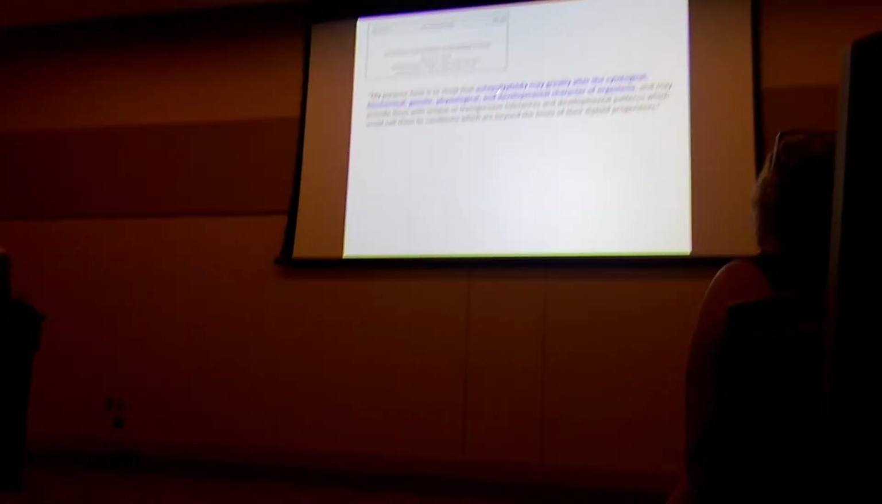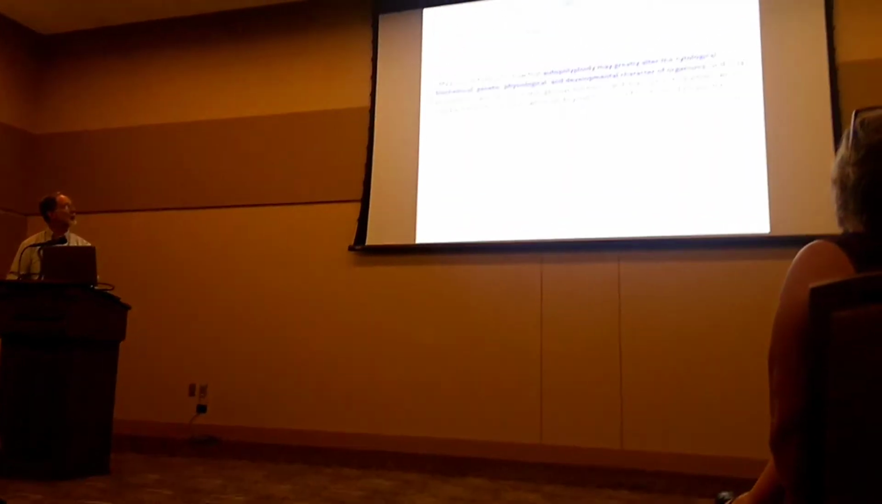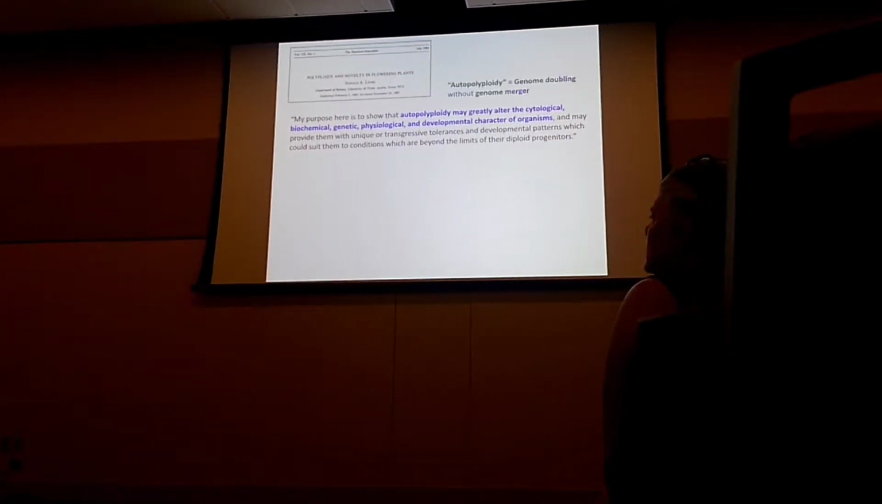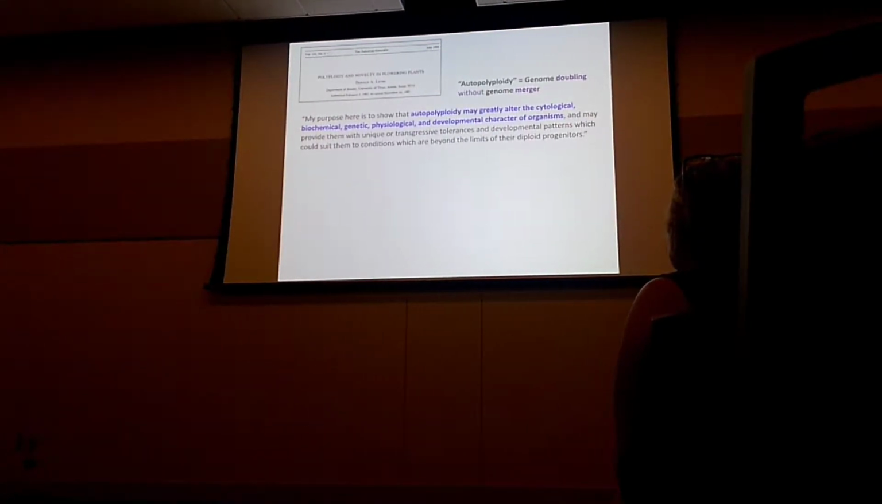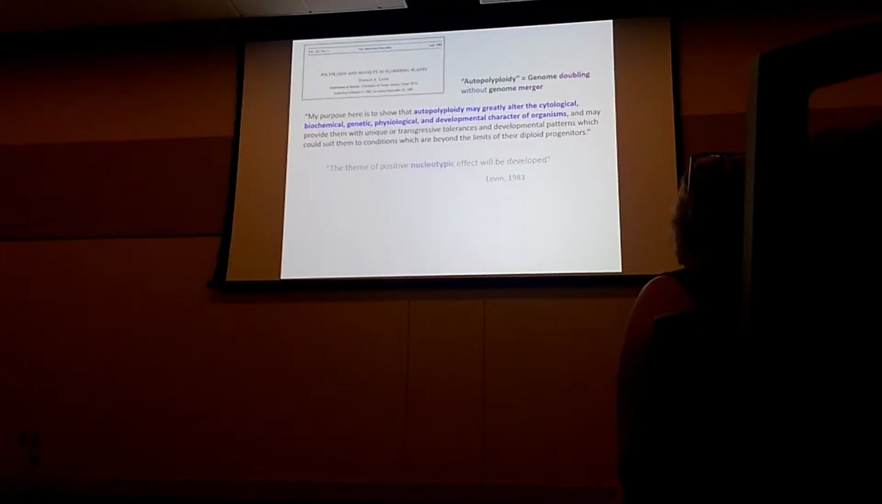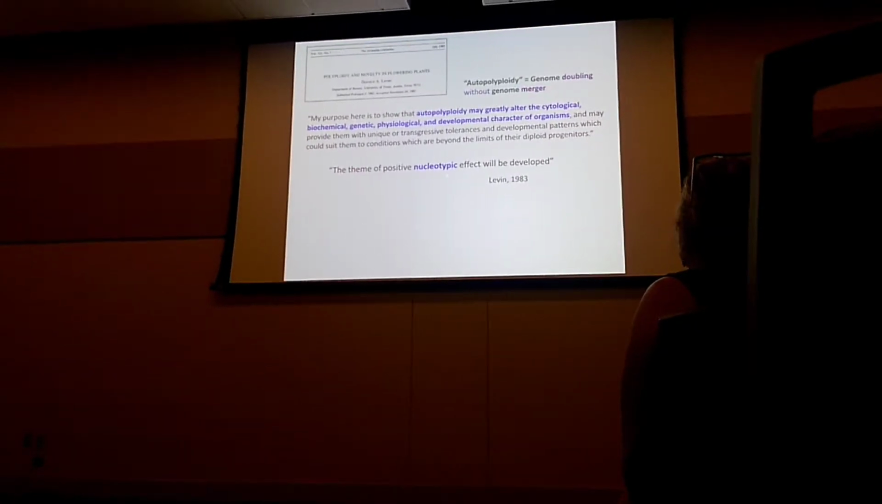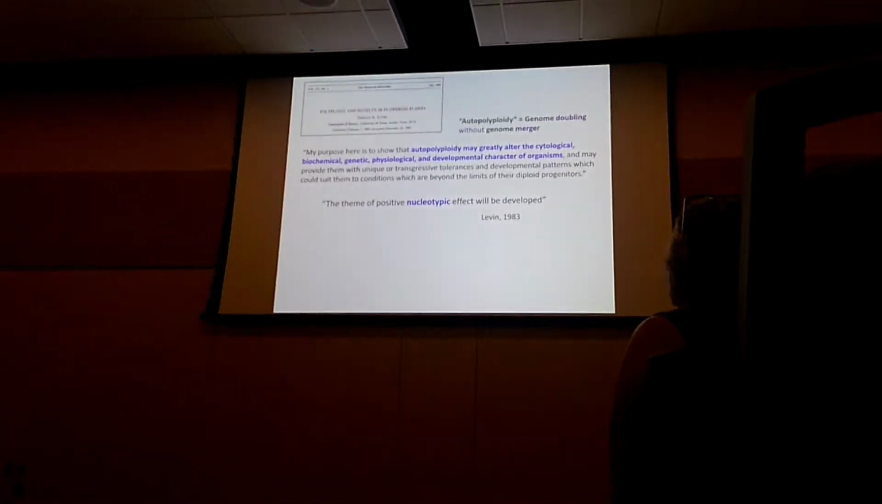In that paper, he said his purpose was to show that autopolyploidy greatly alters cytology, biochemistry, etc., all sorts of things, and that autopolyploidy was actually a major force in evolution. And by autopolyploidy, he meant genome doubling without genome merger. He specifically contrasted with hybridization, heterosis, and things like that. He also said the theme of a positive nucleotypic effect will be developed.